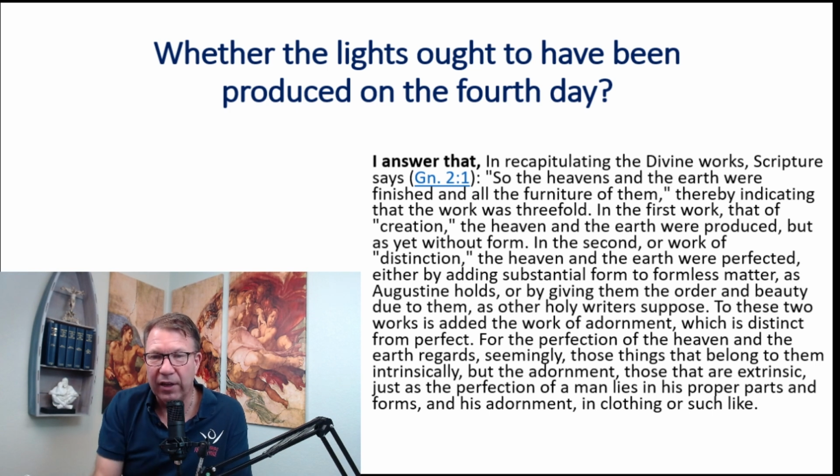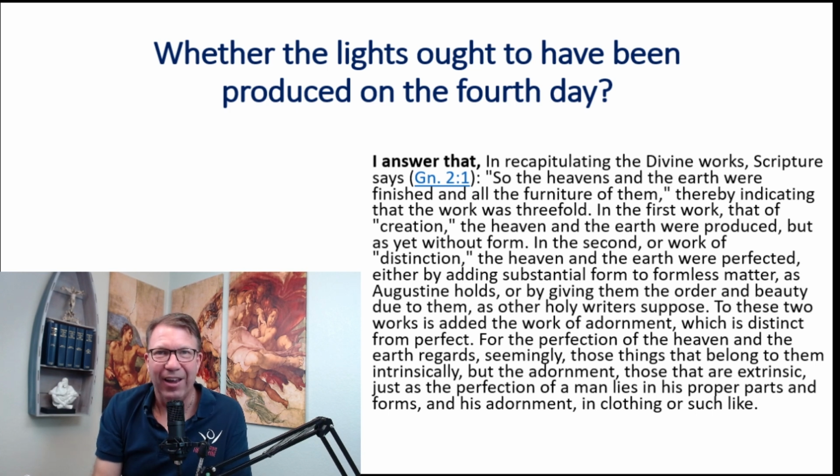But then he goes on to say that to these 2 works is added the work of adornment, which is distinct from perfect. For the perfection of the heaven and the earth regards seemingly those things that belong to them intrinsically, but the adornment those that are extrinsic. Just as the perfection of a man lies in his proper parts and forms, and his adornment in clothing or such like.